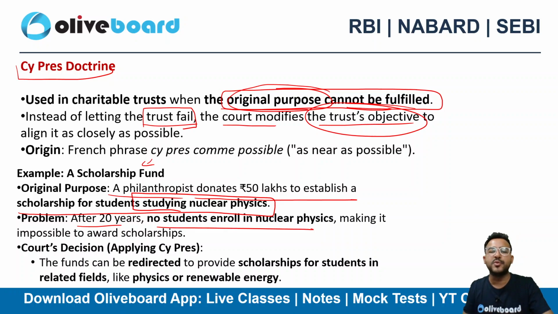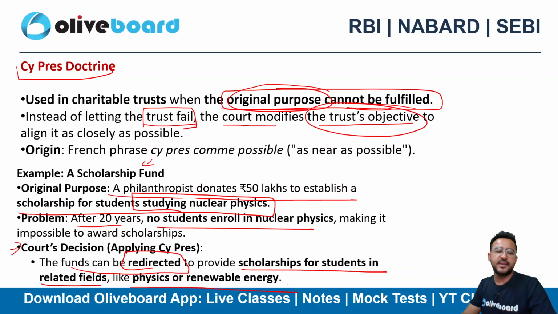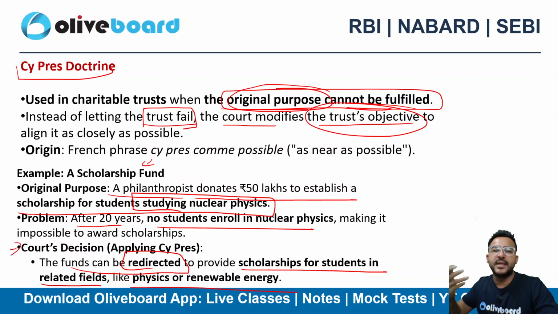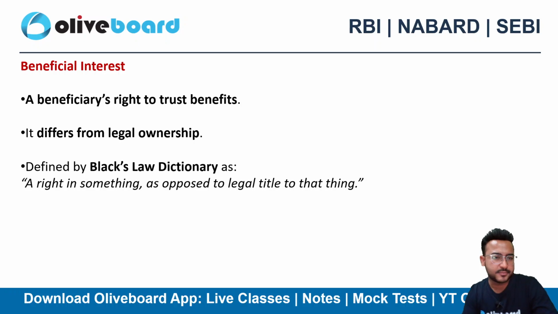अरे कोई होना भी तो चाहिए, किस पे यूज करो, right? So court decision क्या दे सकता है इस डॉक्ट्रिन के अंदर? The funds can be redirected to provide scholarships for students in related fields like physics and renewable energy. कोर्ट क्या कर सकता है? उस पर्टिकुलरली 50 लाख रुपीस को डाइवर्ट कर सकता है इनटू रिलेटेड फील्ड्स, कि फिजिक्स से रिलेटेड कुछ हो गया, रिन्यूएबल एनर्जी रिलेटेड कुछ हो गया. So now the original purpose तो cannot be fulfilled, but we can direct the trust activity to a better path. Right, that's the purpose of this particular doctrine.